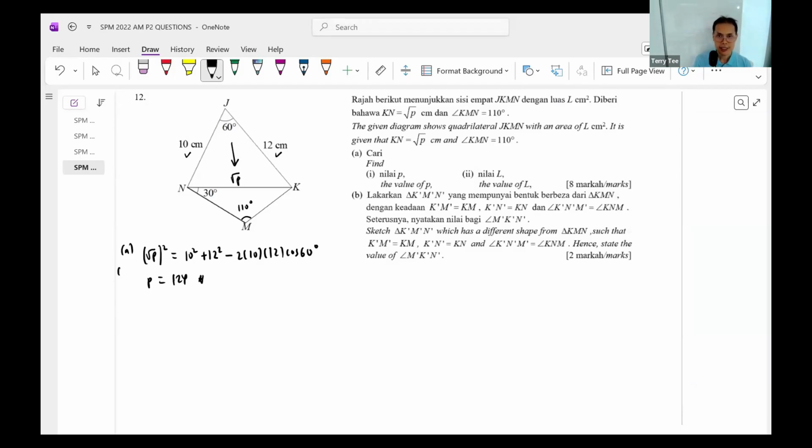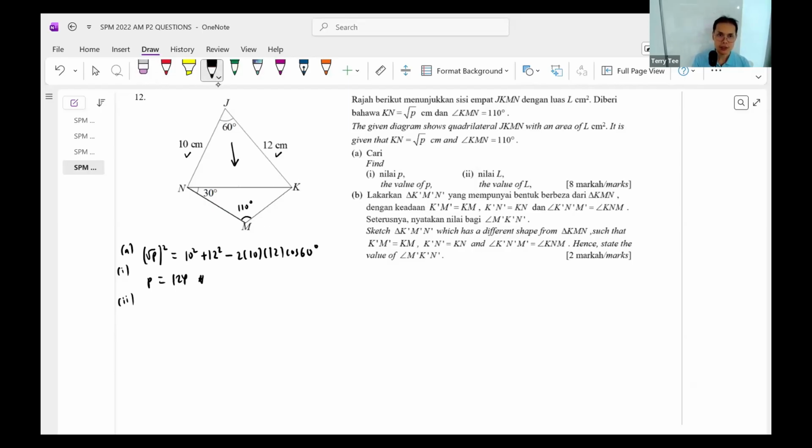All right, find the value of L. Okay, so L is the area. Okay, area of a quadrilateral. Now, before you find area of quadrilateral, we need to find this area, right? The top part is not a problem because top part I can use half ab sin C. The bottom part is a problem because I don't have enough information.